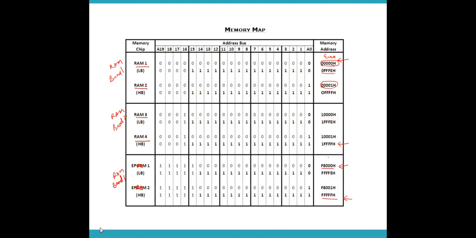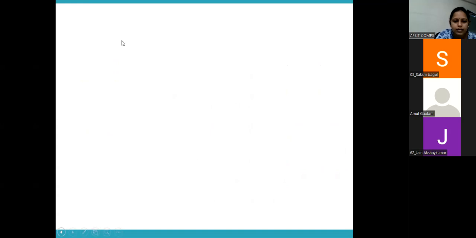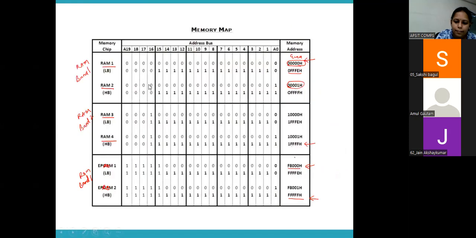Very good. Who gave the answer? Akshay, very good. एक चिप का साइज कितना है? Look at the question. The question itself has all the information. It is 128 KB RAM using 32 KB chips. 32 KB means what? 2:15. Then?